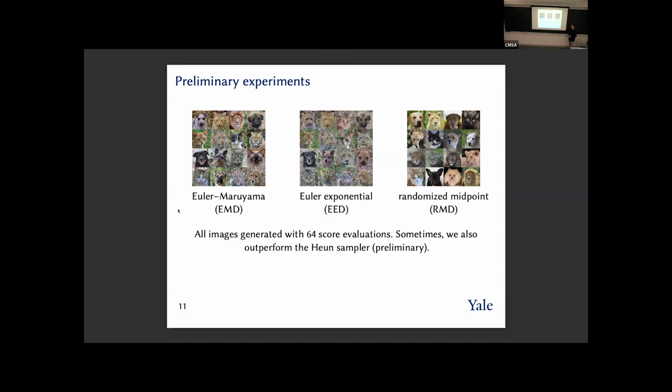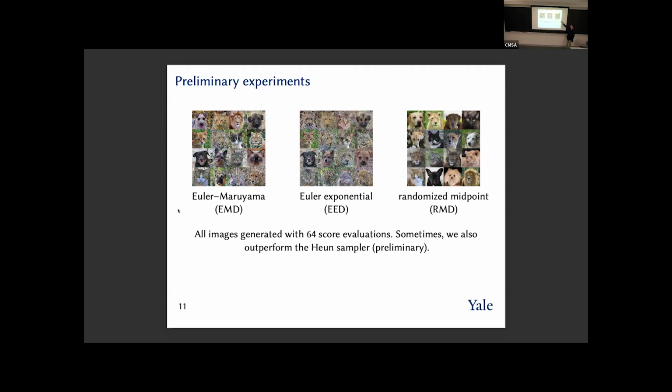So this is a comparison of some standard discretization methods versus randomized midpoint. I'm not claiming that we use the power of a small country to test this on super large data sets. I'm just saying you can actually see a difference sometimes. And this is comparing the results of different discretization methods with the same number of score evaluations, which is the important metric in practice, 64.